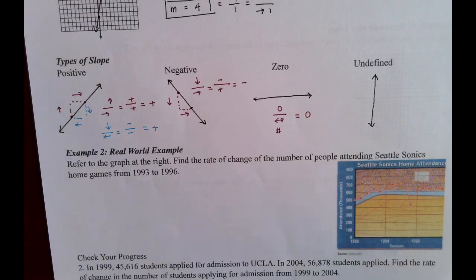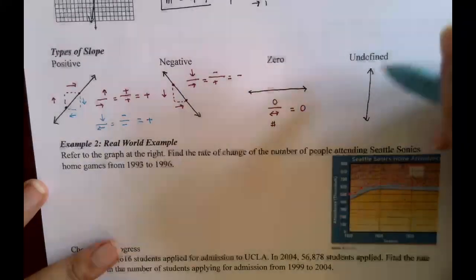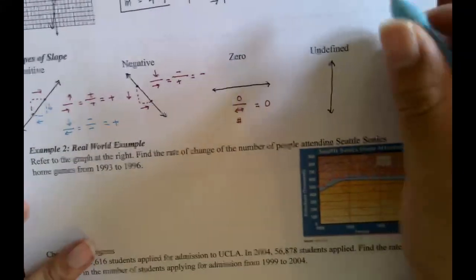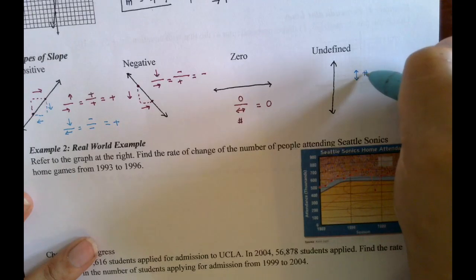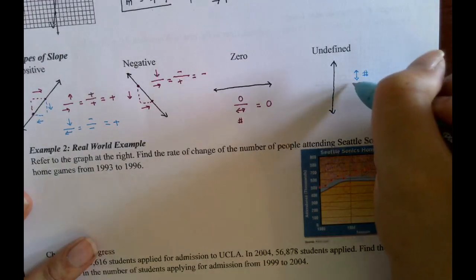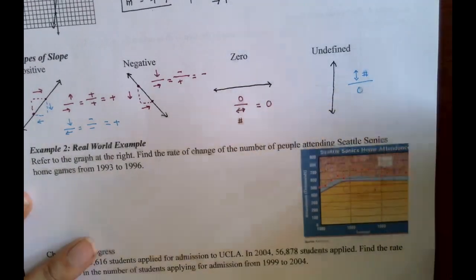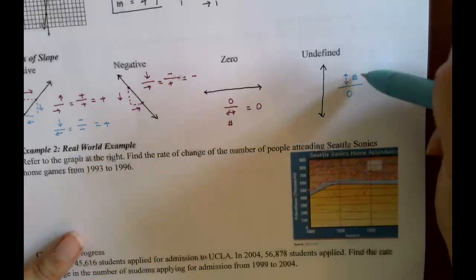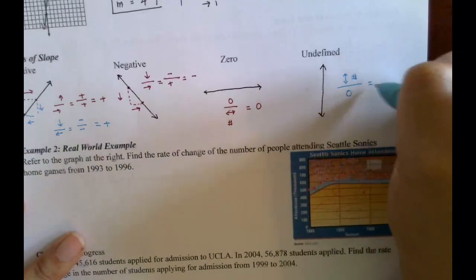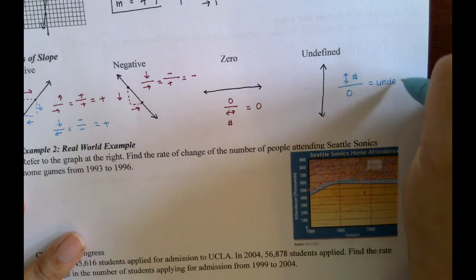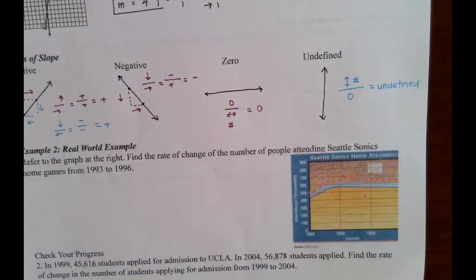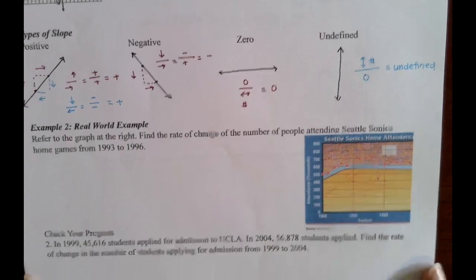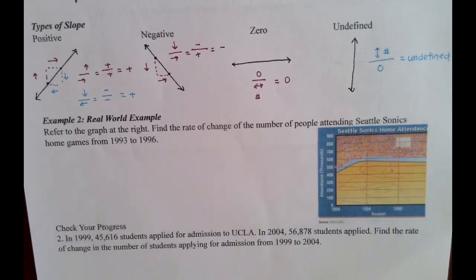For undefined, sorry, it should be more vertical, what we notice is that we're moving up and down some number. However, we are not moving right or left. And when we do a number divided by 0, that is undefined, and that is why vertical lines have an undefined slope. So it's important: knowing your types of slope can help you check your graph.